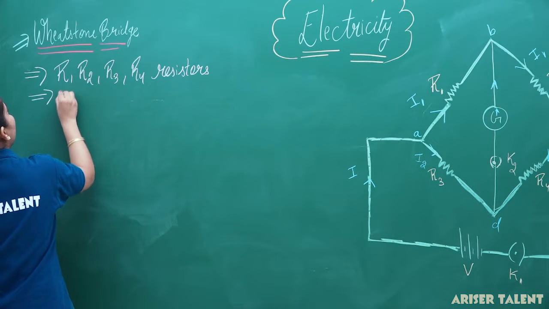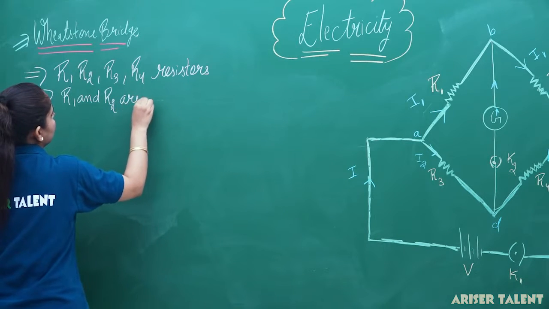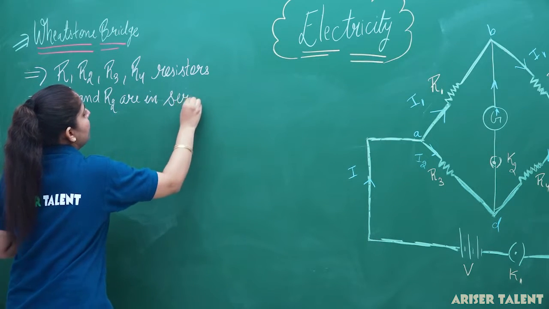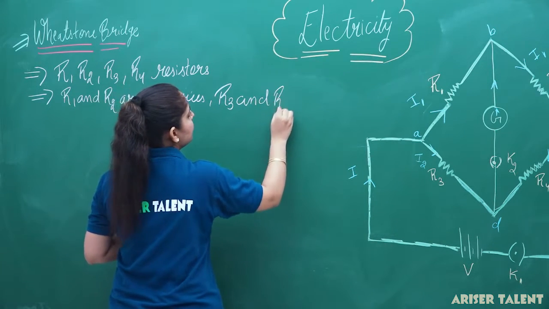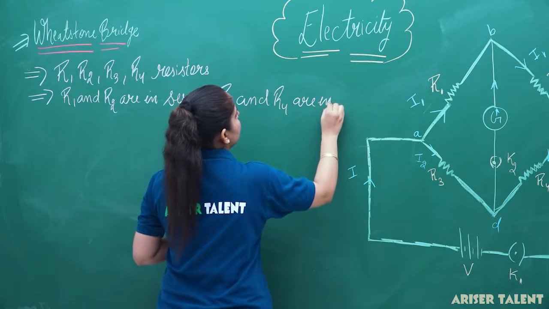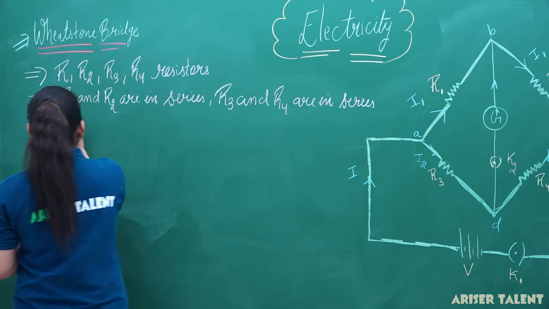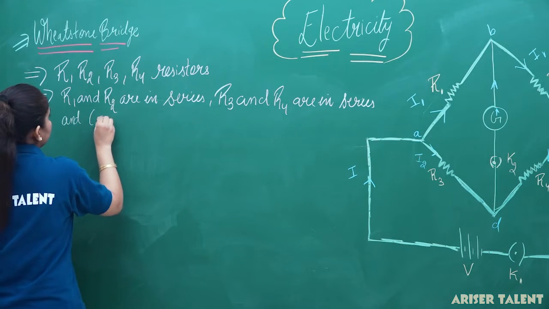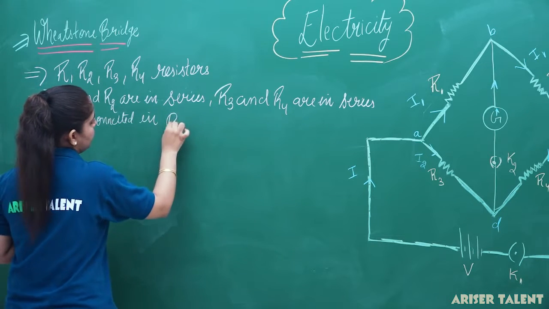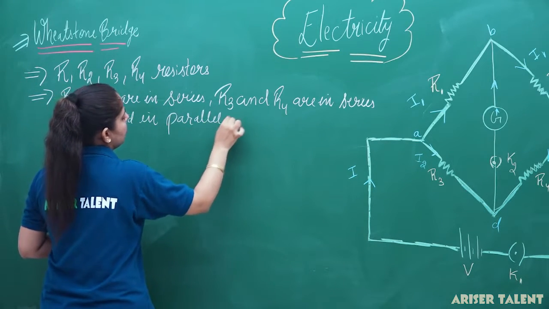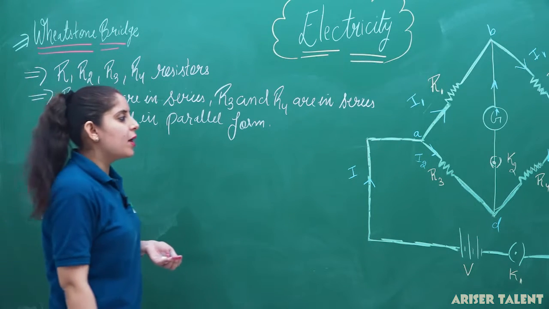Among these 4 resistors, R1 and R2 are in series. R3 and R4 are again in series. And these both parts are connected to each other in a parallel form. So this is the arrangement of the resistors you can see here.